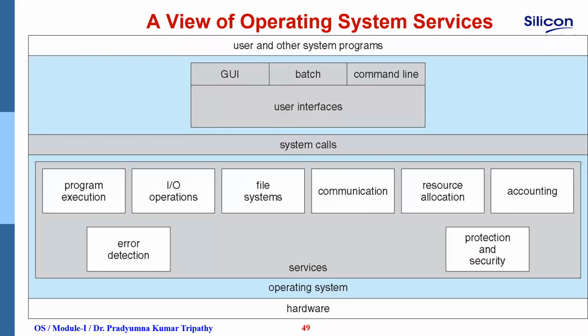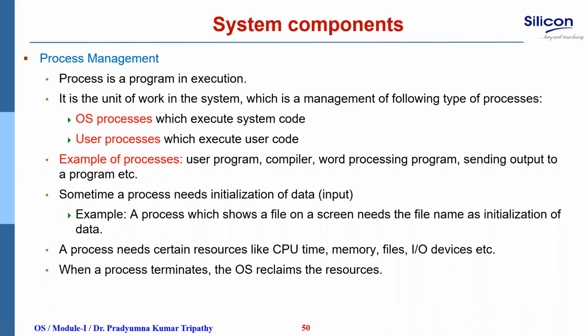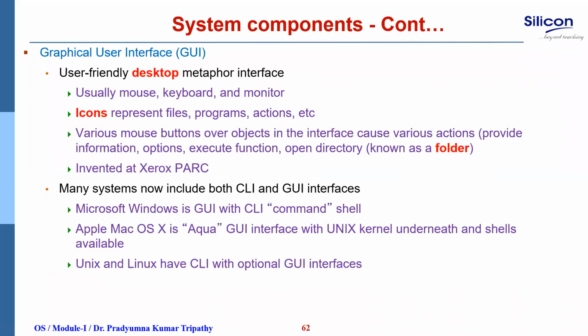And this API is in high level language. System call is in low level language. Usually the system call is in low level language and API is in high level language, so the user is able to write in high level language programming. Is it understood or not? Is that understood? Yes, sir.